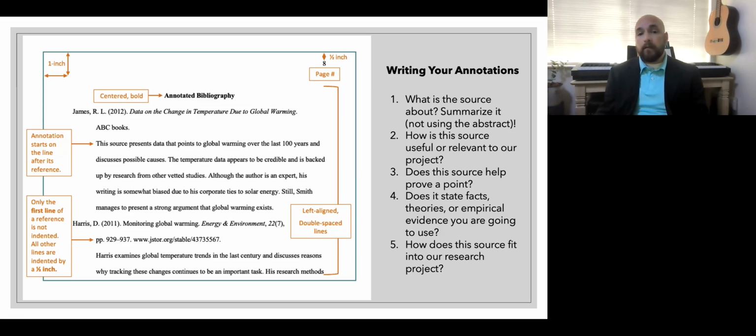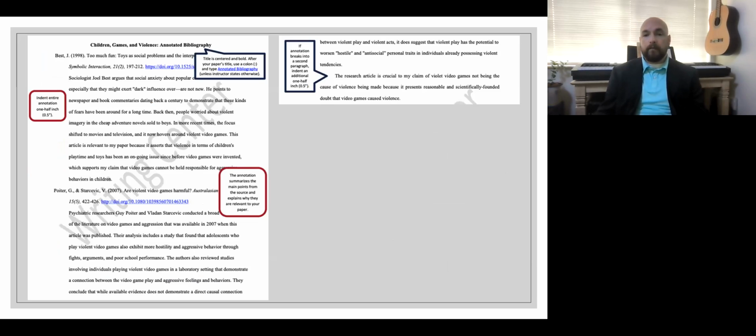And finally, number 5, how does this source fit into your own project? Here you want to explain how this research article fits into the overall research you are doing. Now, this is an example of how one looks like, and this is just using 2 annotations. So you will continue adding to it until you've exhausted all the sources you want to explore.